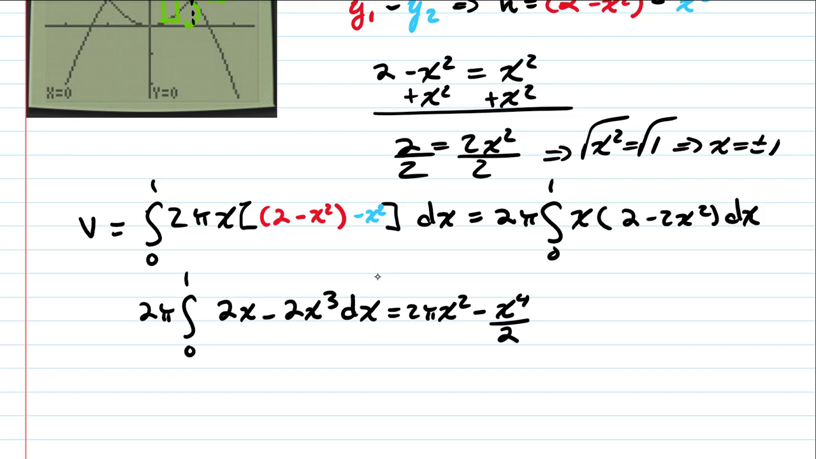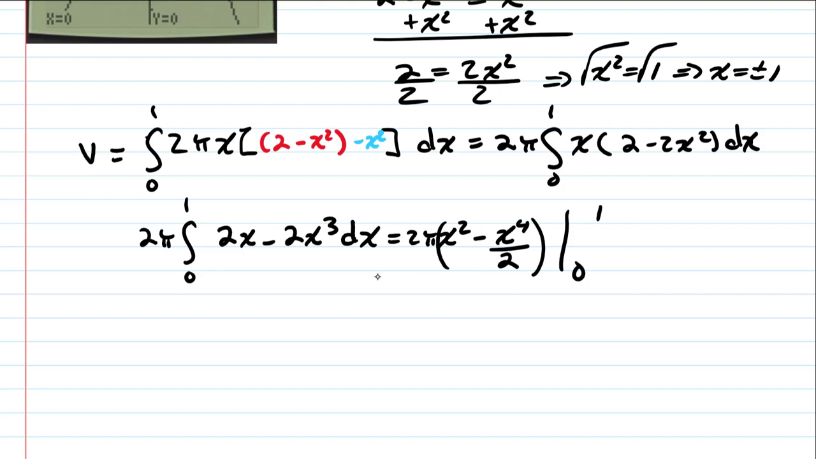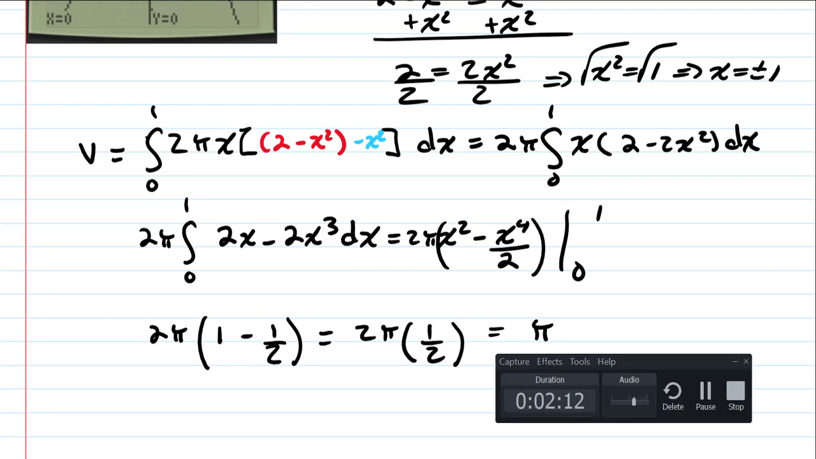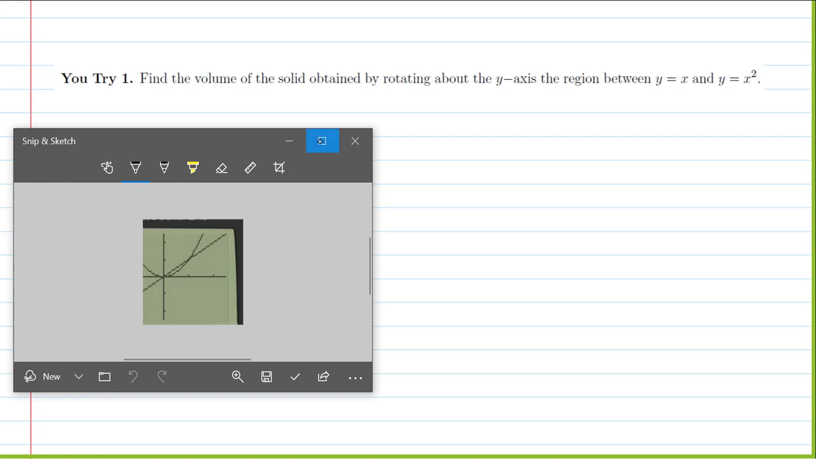Don't forget our 2 pi, and then we evaluate that from 0 to 1, and that gives us 2 pi times 1 minus 1 over 2, which gives us 2 pi times a half, which is equal to pi.